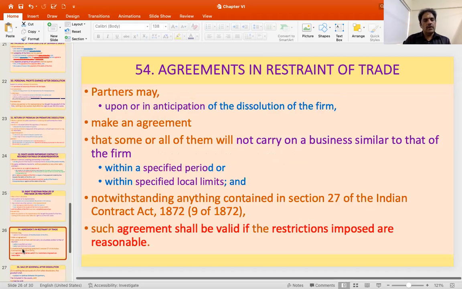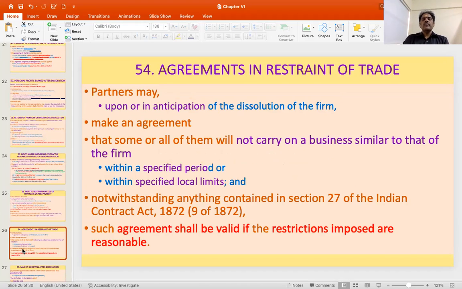Then the next section is talking about agreement in restraint of a trade. Partners may, upon or in anticipation of dissolution of the firm, make an agreement that some or all of them will not carry on a business similar to that of the firm within a specified period or within specified limits, and notwithstanding anything contained in Section 27 of the Indian Contract Act, such an agreement shall be valid if the restrictions imposed are reasonable. So here, I am anticipating that this firm will have to be dissolved. So at the time when I am dissolving the firm, or when I feel that dissolution is likely to happen, the partners may enter into an agreement.